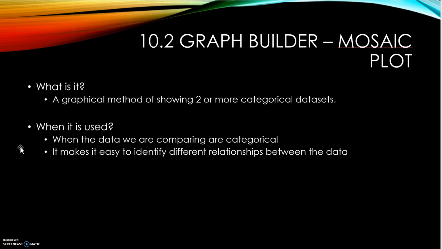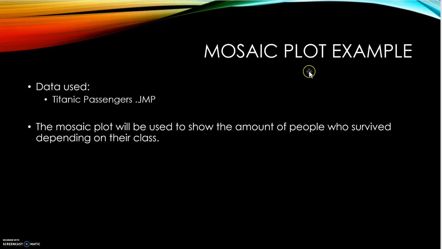Next, we're going to be talking about the mosaic plot, which is a graphical method of showing two or more categorical data sets. When the data we are comparing is categorical, we use the mosaic plot. It also makes it easy to identify different relationships between the data. For our example, we're going to be using the Titanic passengers.jmp data. The mosaic plot will be used to show the amount of people who survived depending on their class.